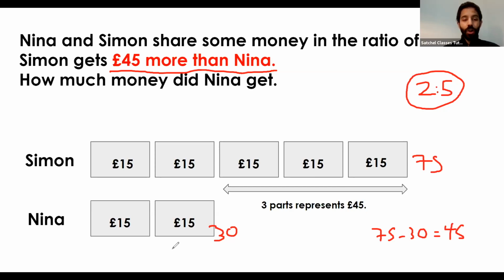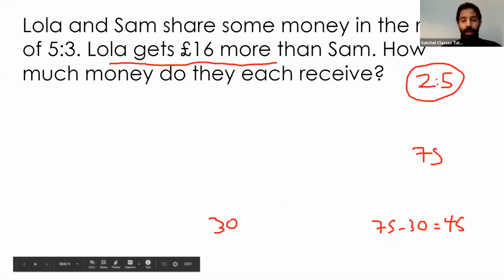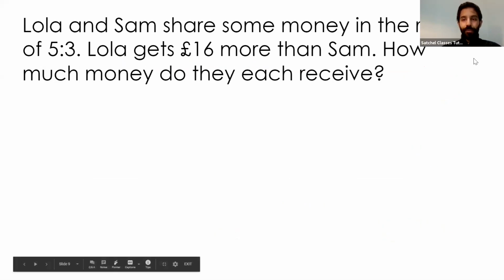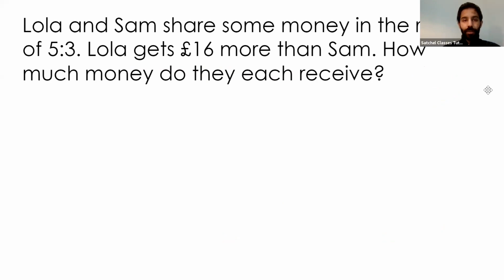All right, now moving on to the last question, which is going to be similar to this. I'm just going to clear this screen. Once again, sorry, the questions are a bit too high up, so you might not see all of it, but it says Lola and Sam share some money in the ratio of 5 to 3. Lola gets £16 more than Sam. How much money do they each receive? So the ratio is 5 to 3: 5 parts for Lola, 3 parts for Sam, and Lola gets £16 more.